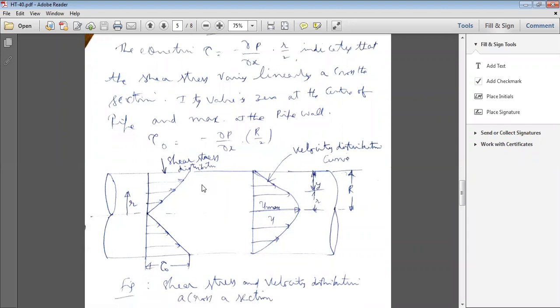So the shear stress distribution inside the pipeline varies linearly along the radius. Here shear stress is 0. Here shear stress is maximum. So shear stress increases from the center of the pipe to the wall of the pipe. Similarly, in the other direction also, shear stress at the center of the pipe is 0. At the wall of the pipe, shear stress is tau naught.